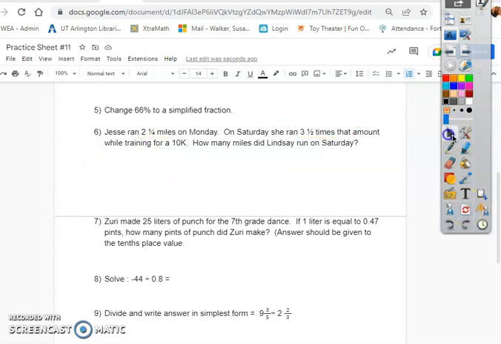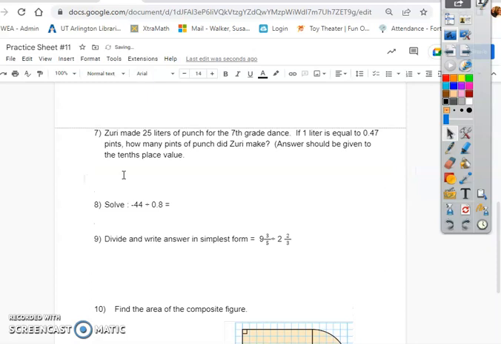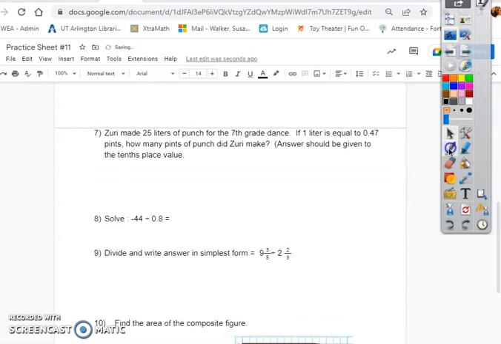Okay, number 7. Zuri made 25 liters of punch. I'm going to give myself a little more room. I should have given y'all a little more room, but next year there'll be more room. Zuri made 25 liters of punch for the 7th grade dance. If 1 liter is equal to 0.47 pints, how many pints of punch did Zuri make?